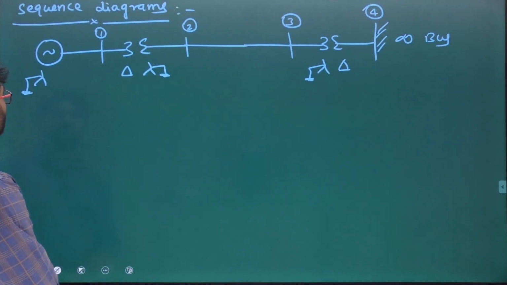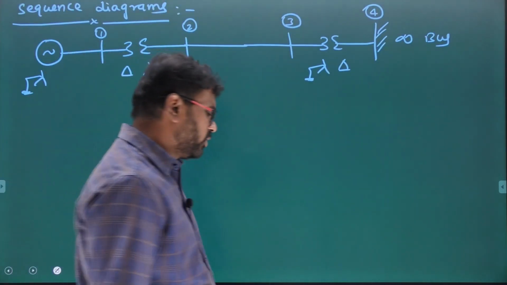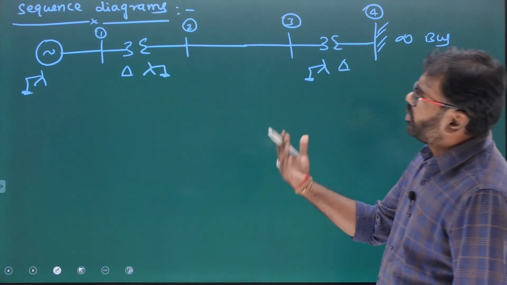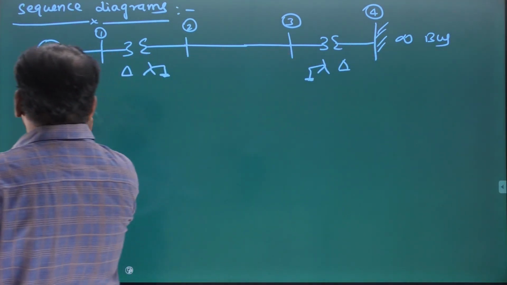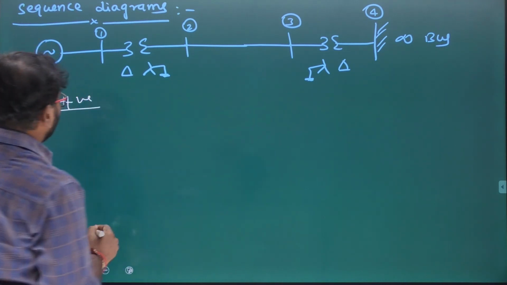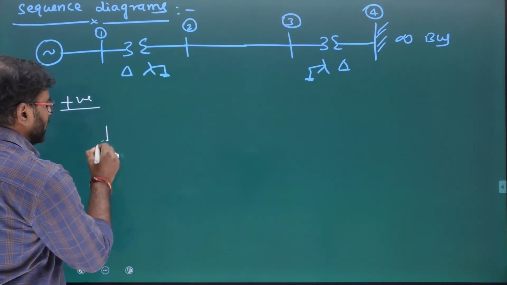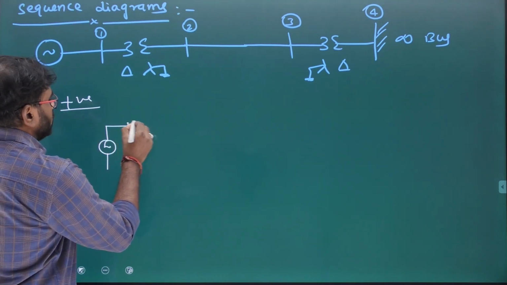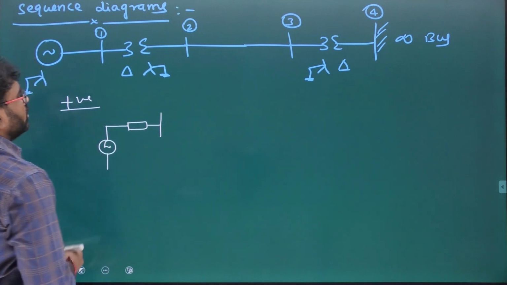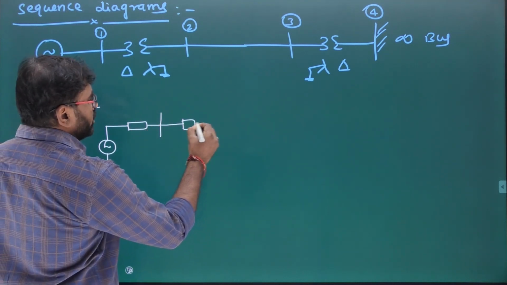Now after the sequence networks, the next one is sequence diagram. Sequence diagram is very simple. You can draw positive, negative and zero sequence diagram. I will explain this with an example. If you want to draw the positive sequence diagram, just like a reactance diagram, you need to show the generator in series with its impedance, generator impedance. Transformer, simple series impedance.